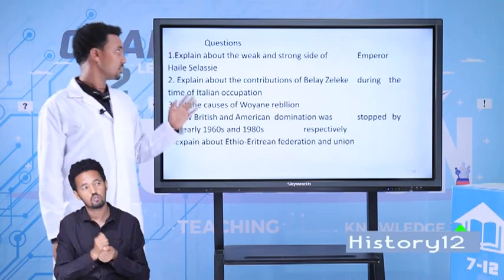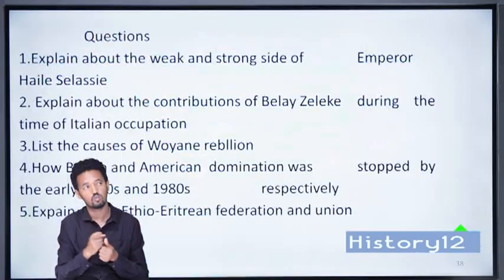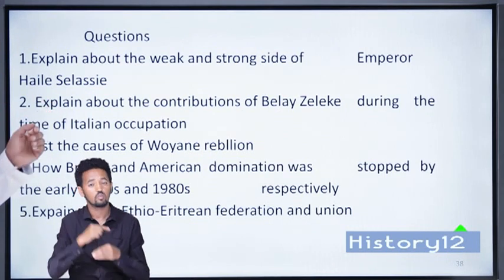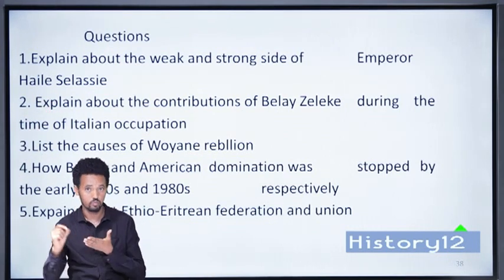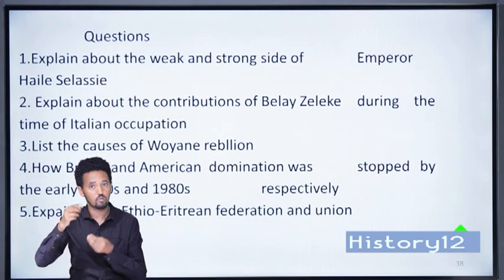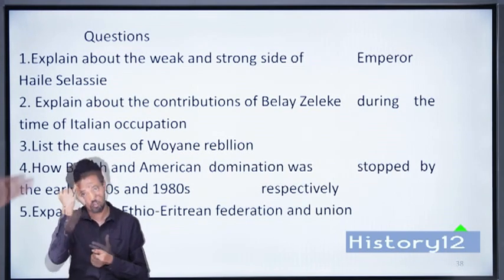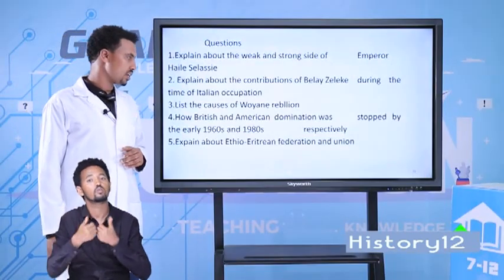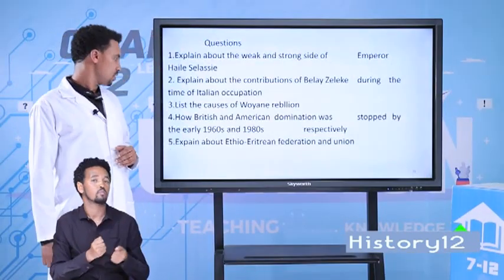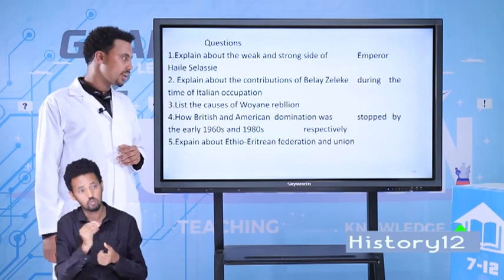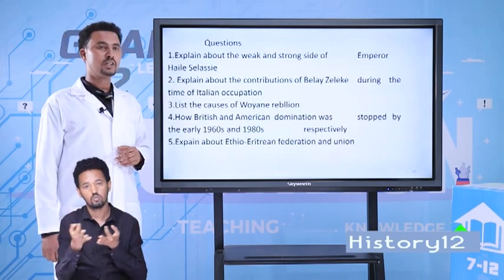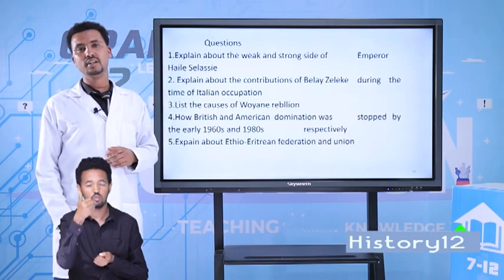Students, answer these questions. First, explain the weak and strong sides of Emperor Haile Selassie. Second, explain the contribution of Belay Zeleke during the time of the Italian occupation. Third, list the causes of the Wayane rebellion. Fourth, how were British and American domination stopped by the early 1960s and 1980s respectively? The last one, explain the Ethio-Eritrean federation and union.